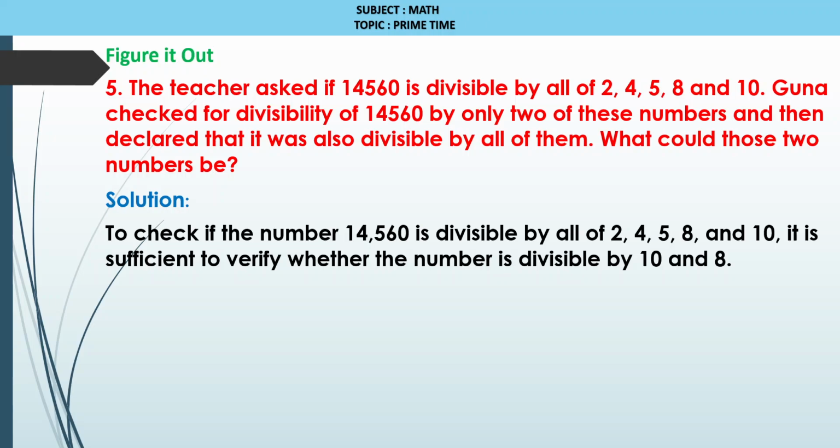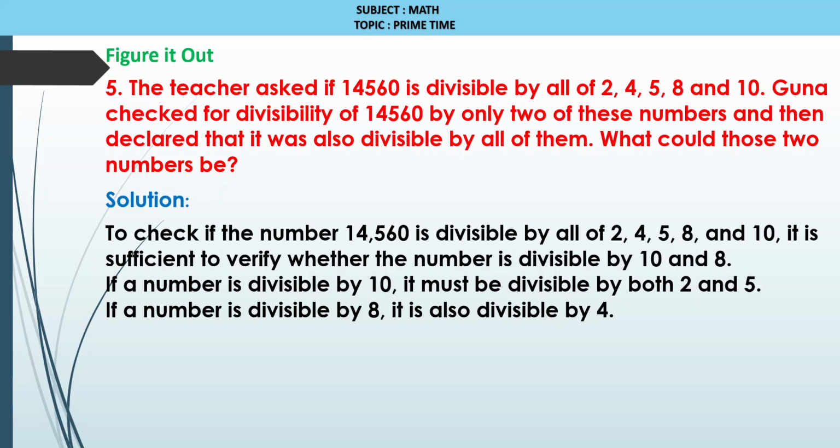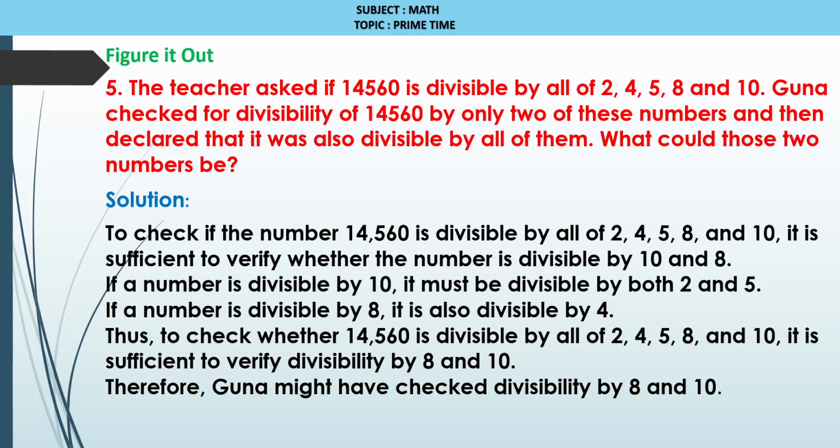Solution. To check if the number is divisible by 2, 4, 5 and 10, it is sufficient to verify whether the number is divisible by 10 and 8. If a number is divisible by 10, it must be divisible by both 2 and 5. If a number is divisible by 8, it is also divisible by 4. Therefore, we can verify only with 10 and 8.